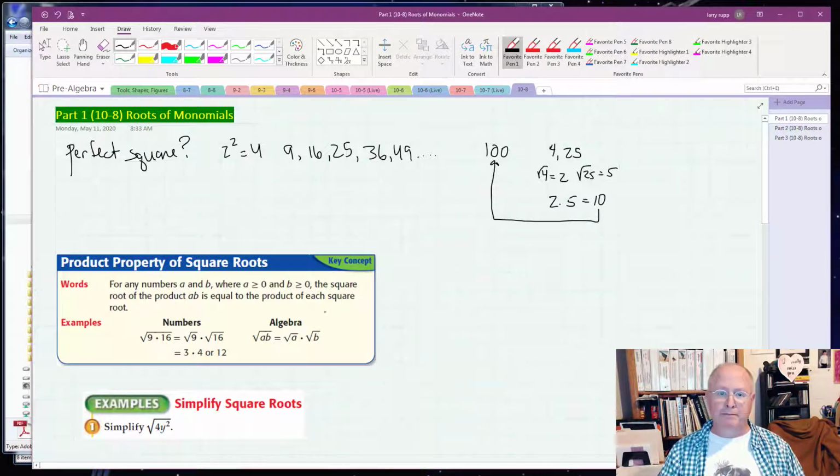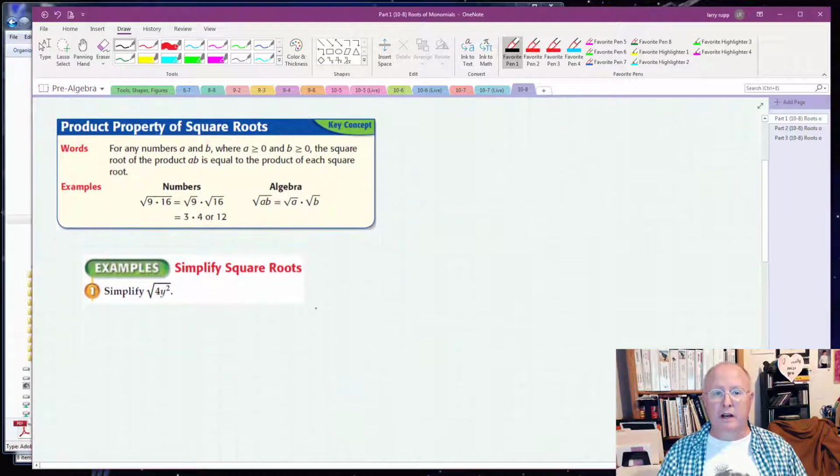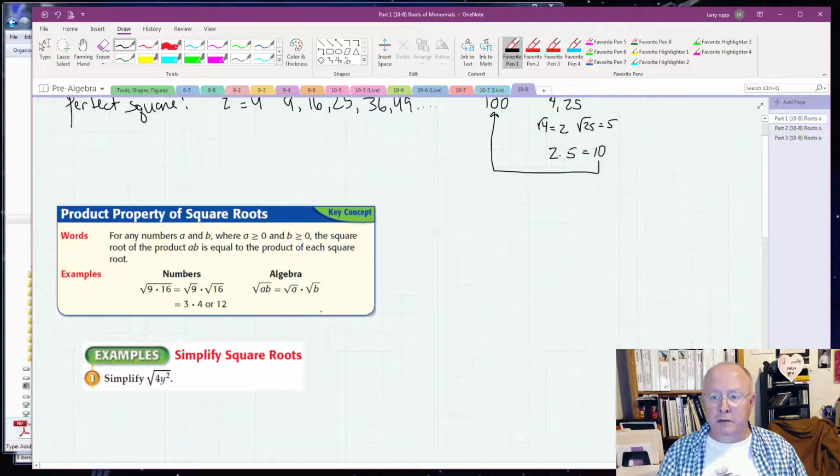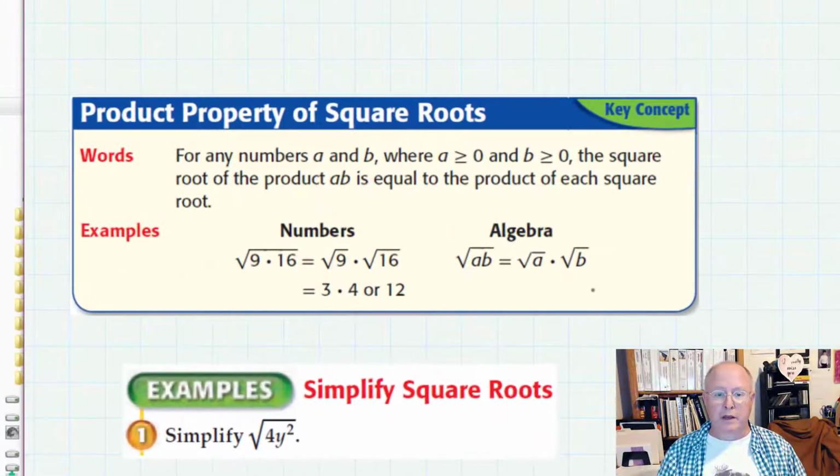That brings us down to this guy right here, the product property of square roots. It says in words just exactly what we just figured out. For any numbers a and b, where a and b are both greater than or equal to 0, in other words, they're not negative, the square root of the product a times b is equal to the product of each of the square roots.